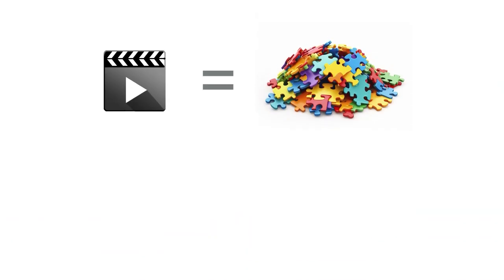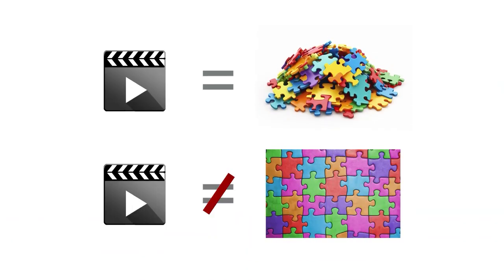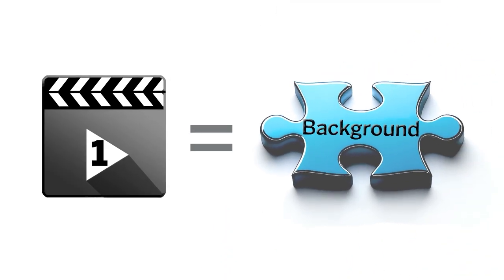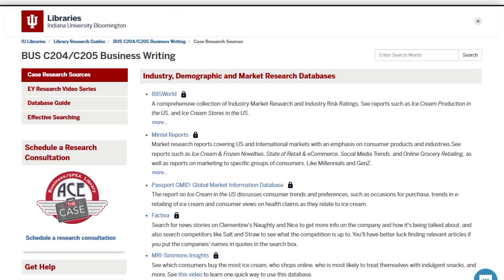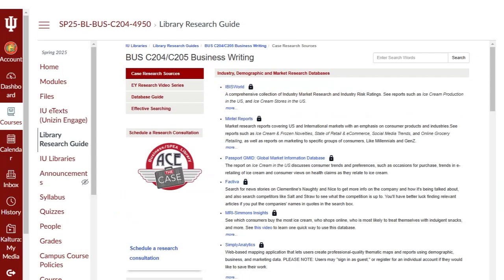In other words, these videos will help you find useful information, but you have to decide what to do with that information. In these videos, we'll discuss how to find the background information you'll need before beginning to formulate an idea. All of the databases mentioned in these videos can be found on the Research Guide for C204, located in the Library Research Guide tab of Canvas.